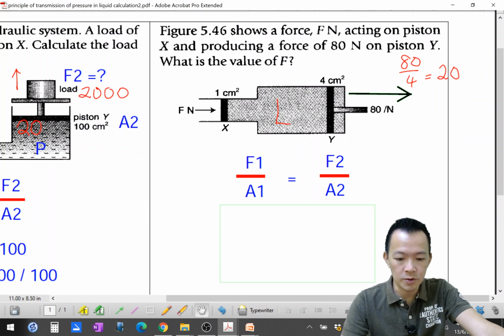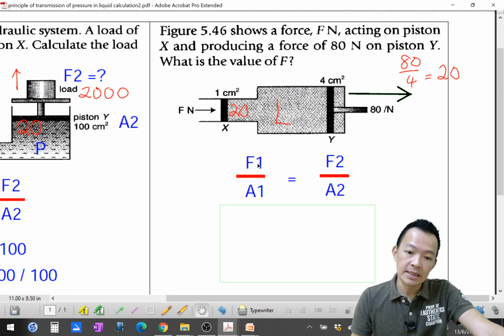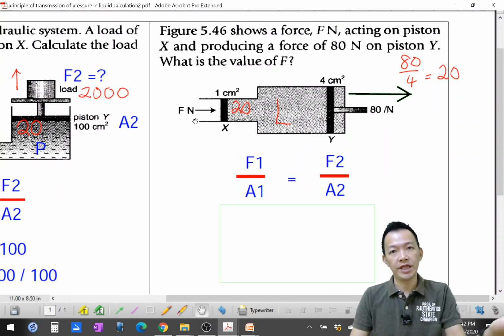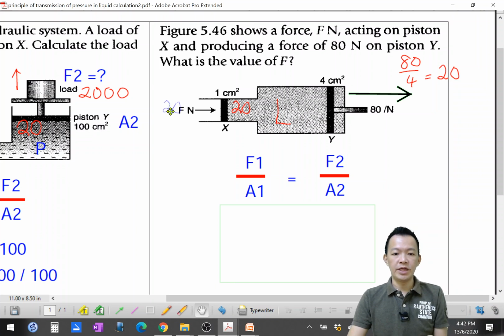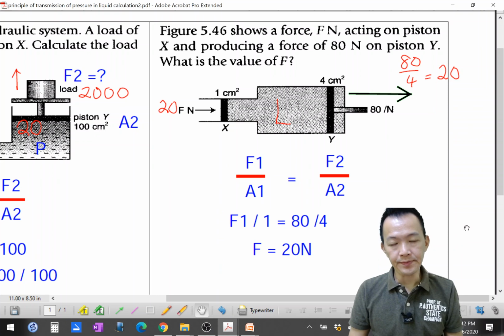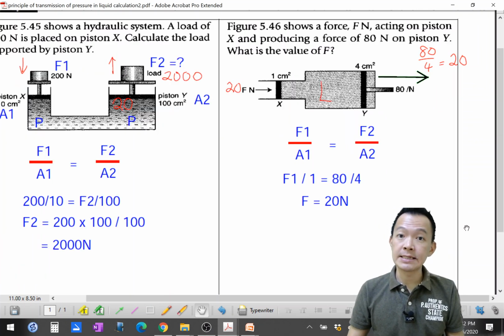That means if the pressure here is equal to 20, the left-hand side pressure is still the same, 20. Apply force on the small surface, and the pressure will be transmitted equally in all directions with the same magnitude. So the pressure here should be 20, this side 20, this side also 20, right? So what over 1 equals 20? 20. So the F here is equal to 20. Okay, so this is the Pascal principle.